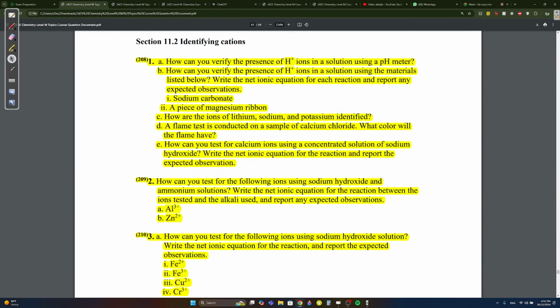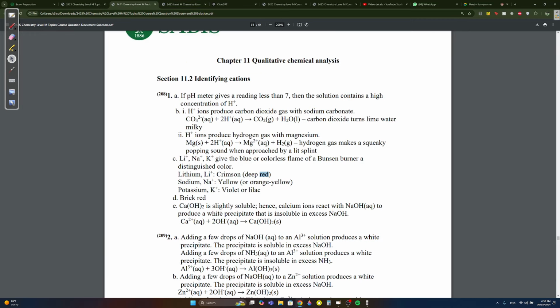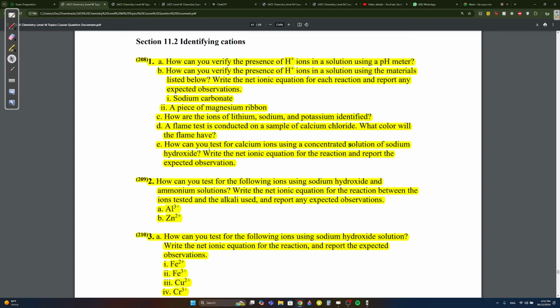A flame test is conducted on calcium chloride. What color will the flame have? Calcium gives a brick red flame. How can you test for calcium ion using a concentrated solution of sodium hydroxide? Write the net ionic equation for the reaction.